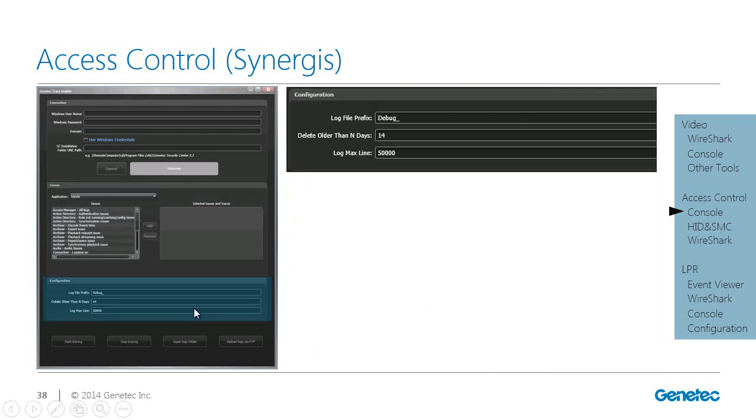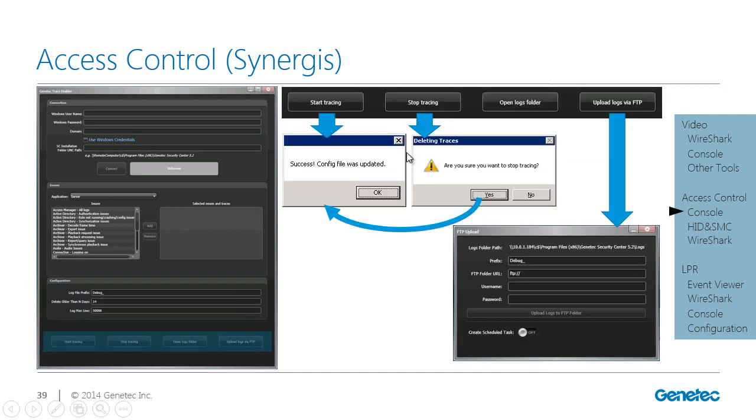Now our last section down here is to set up what prefix to use for the log file, how long to keep the logs for, and the maximum number of lines that a log should be allowed to hold. Once we have everything set up, we can hit the Start Tracing button on the bottom of the screen here, and it's going to give us this message that the config file has been updated, so the trace information is present and it will start running the requested traces.